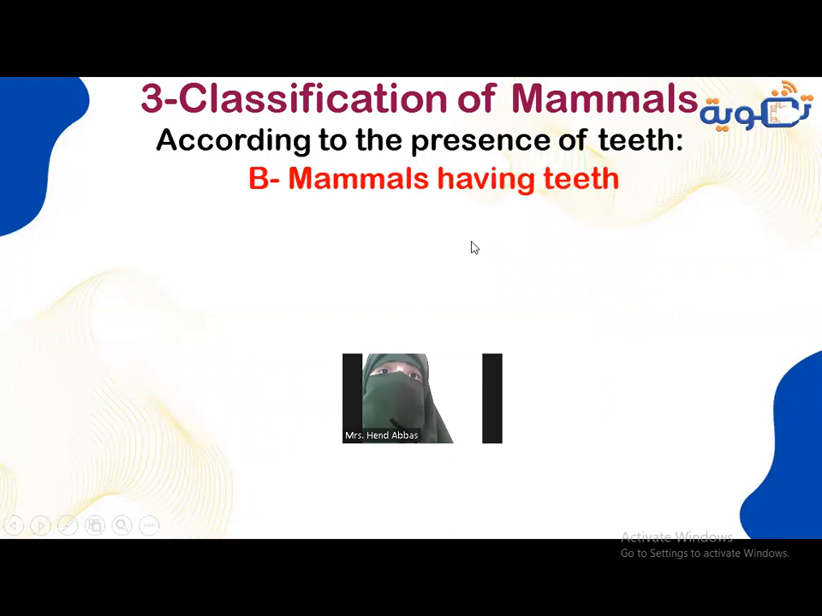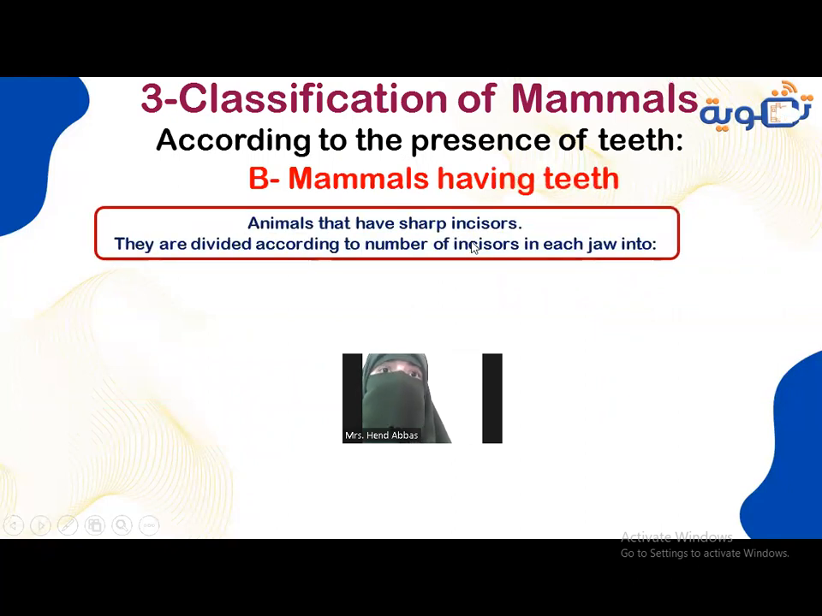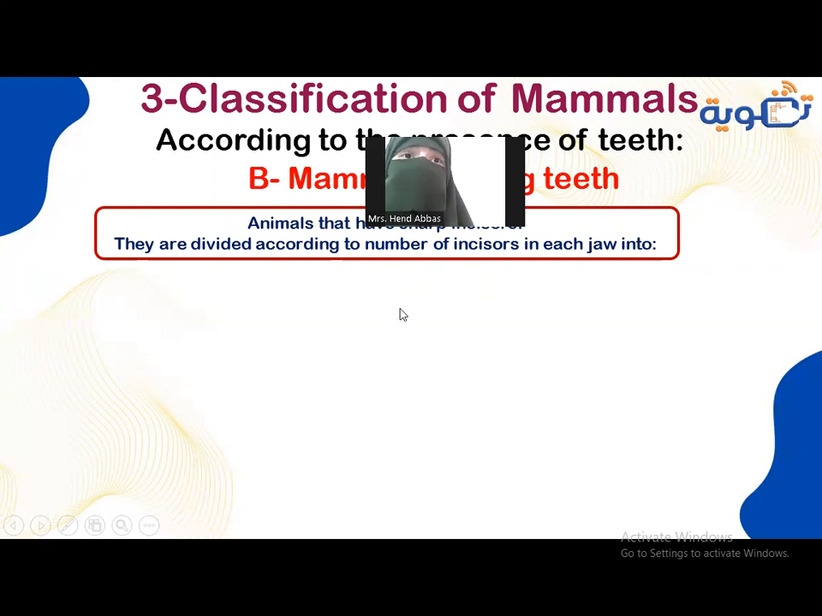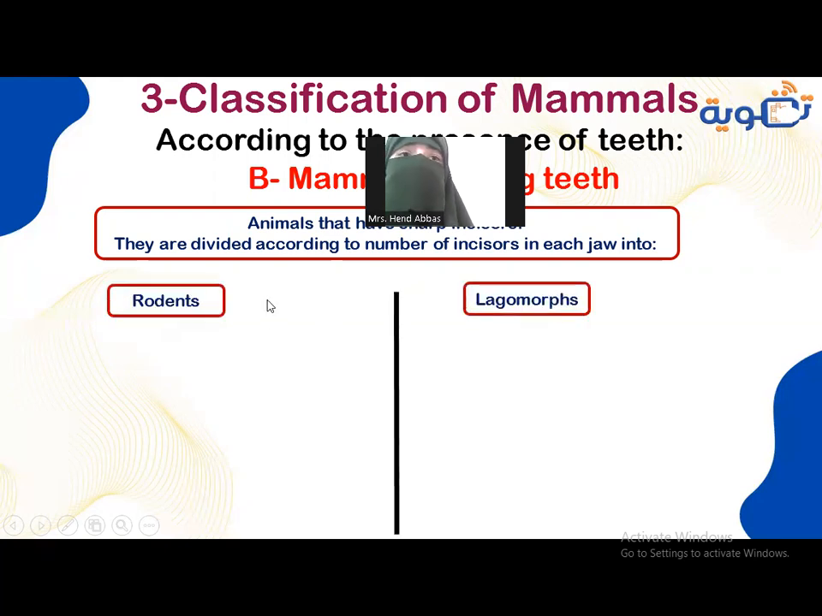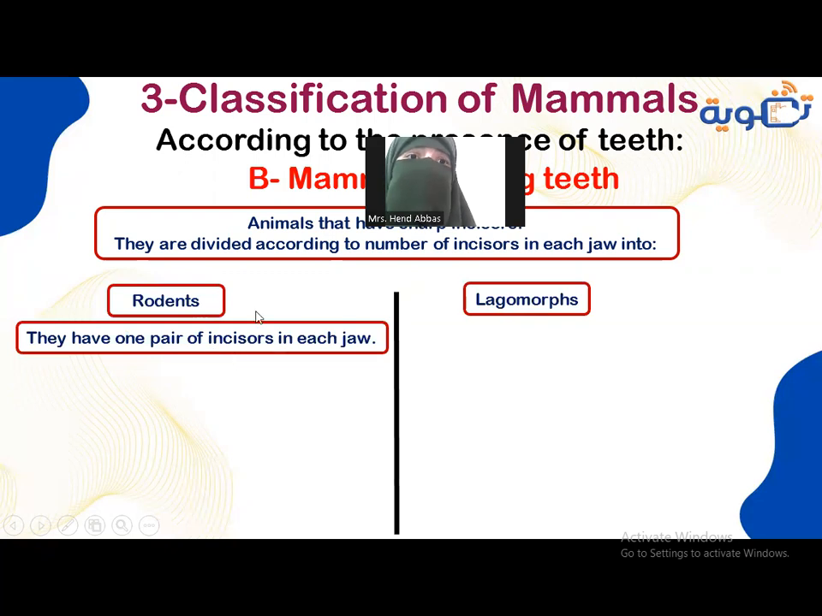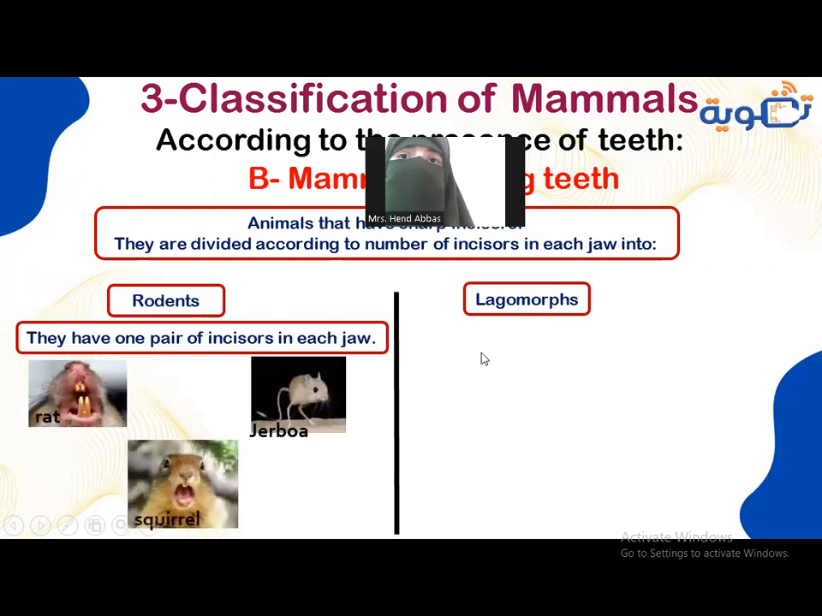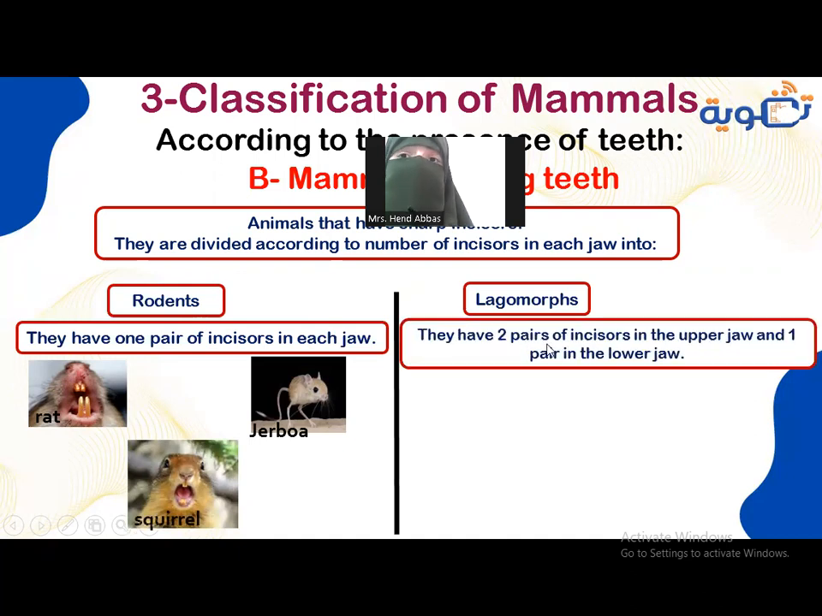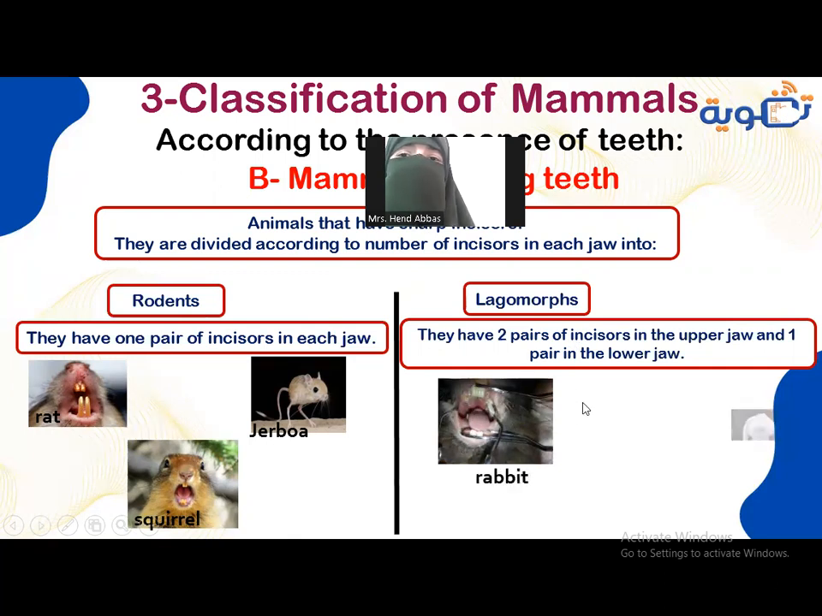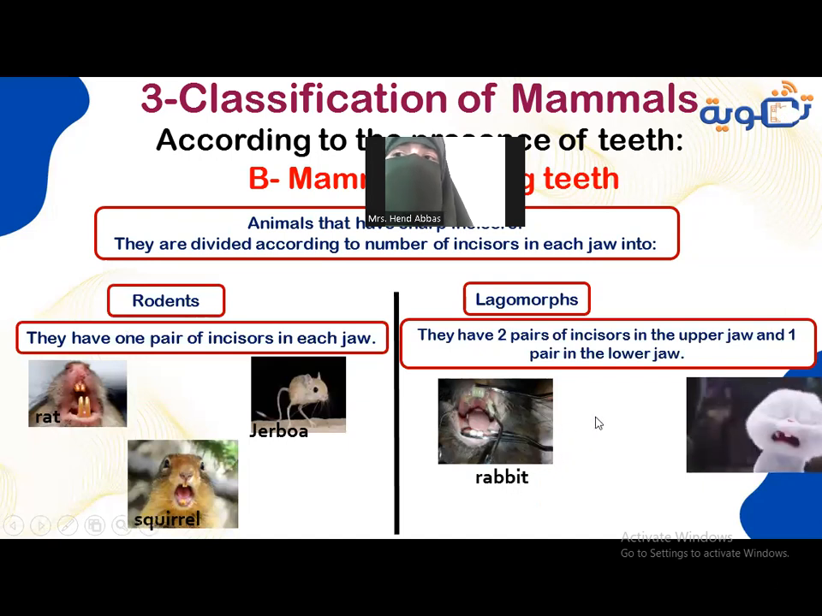Okay, again according to the presence and the number of teeth, and the number of sharp incisors, we divide some animals into groups. The rodents and lagomorphs. Rodents have 1 pair of sharp incisors in the upper jaw and 1 pair in the lower jaw, like what? Like rat, jerboa, and squirrel. Lagomorphs are a group of mammals that has 2 pairs of sharp incisors in the upper jaw and only 1 pair in the lower jaw. We have here only one example, which is the rabbit.